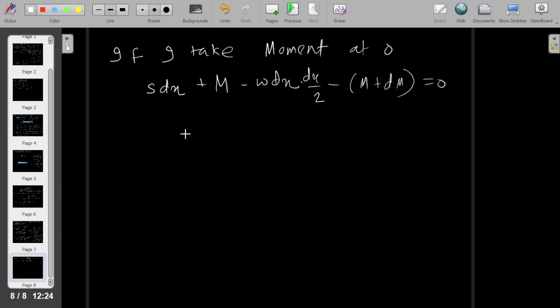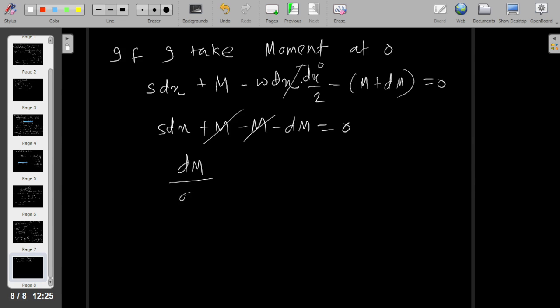Now, once I simplify, what will I get? This term I have to neglect, because dx is very small, and the square of it is even smaller. This is omega dx square by 2, a very small quantity, so I neglect it. Once I neglect it, I get S dx plus M minus (M plus dM) equal to 0. This gets cancelled. Now I get dM by dx equal to shear force. See how beautiful a relation we are getting. The change in bending moment along the distance equals the shear force. This is equation number 2.